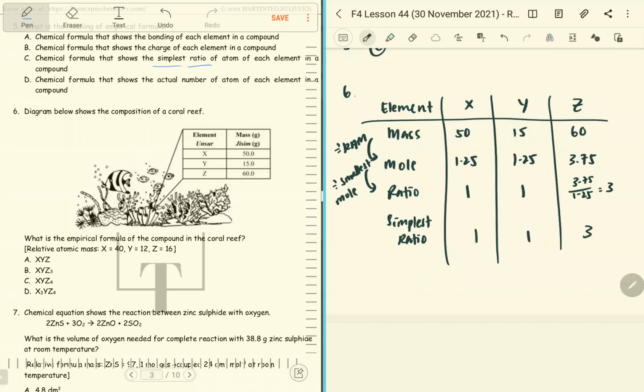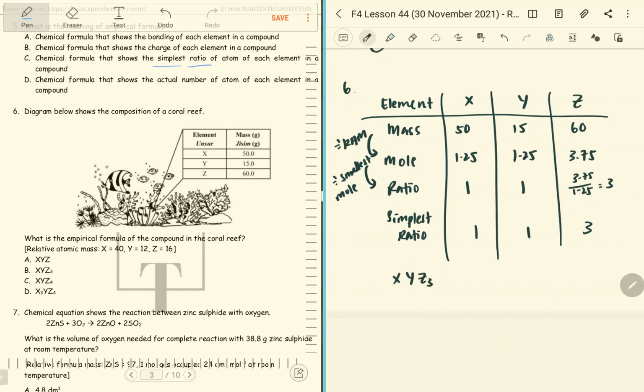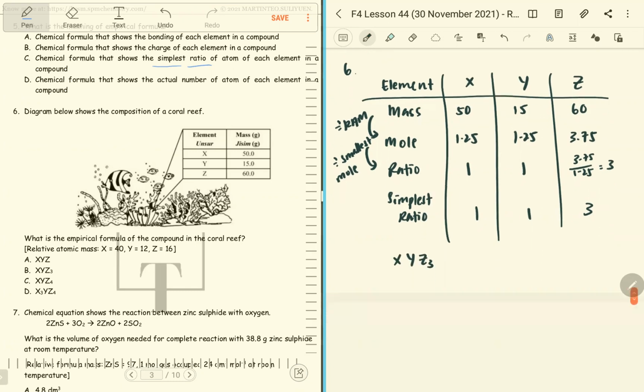If you have decimals, let's say you have something with 0.5, then you need to make sure that you do something to make it the simplest whole number ratio. So if you have 0.5, then you times everything by 2. But here, because everything is already whole number, I just copy down 1, 1, 3. So when I have 1, 1, 3 already, I can write X, Y, Z, 3. So the answer is B.